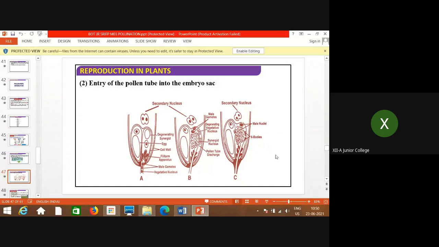Now here, I will show you the video tomorrow because it takes time. But here, see, this is the micropyle carrying the vegetative nucleus and the two male gametes.